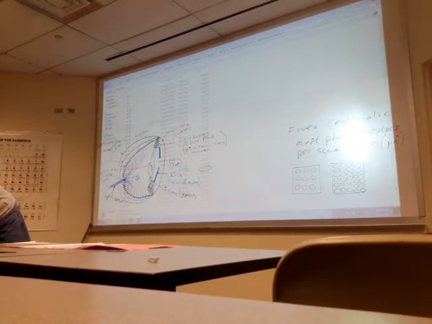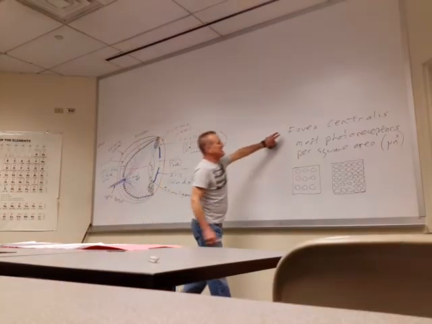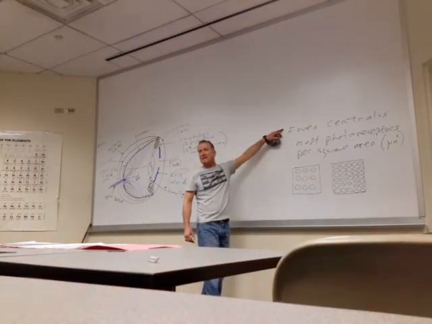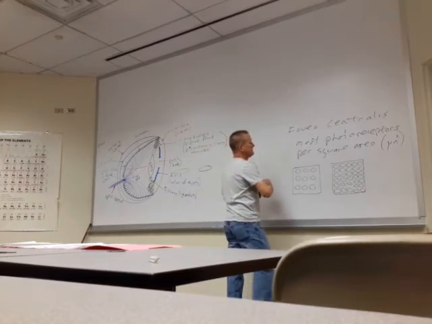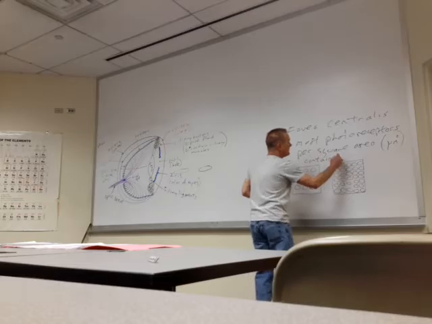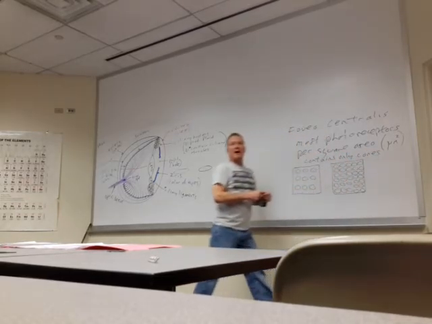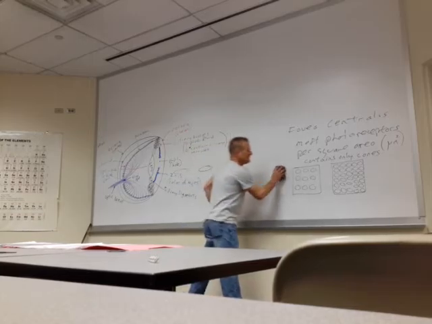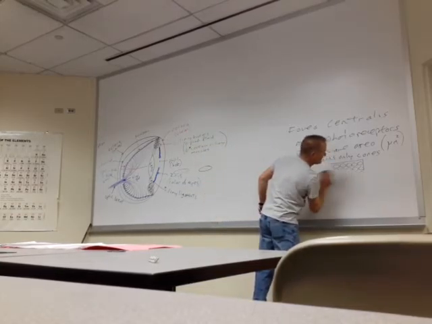So your brain automatically focuses things on the fovea because that gives you the sharpest image. The catch is it doesn't have any rods. So the fovea centralis doesn't do you any good at night.